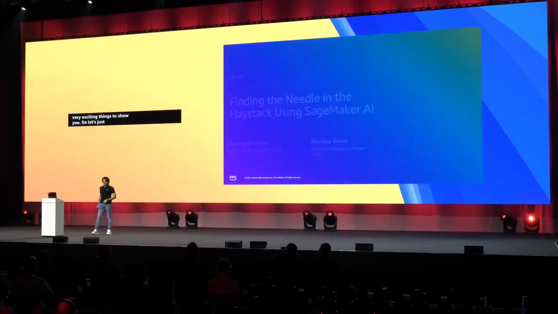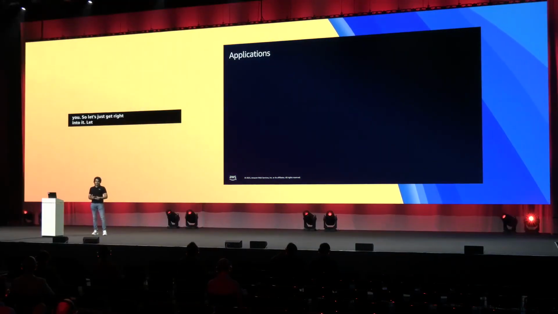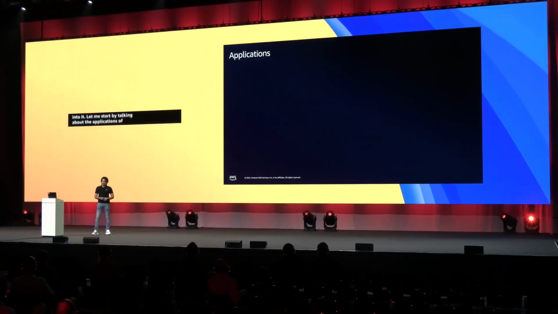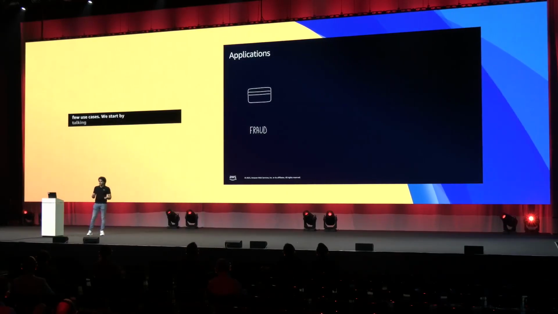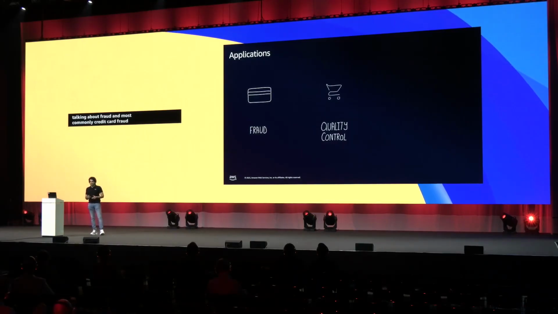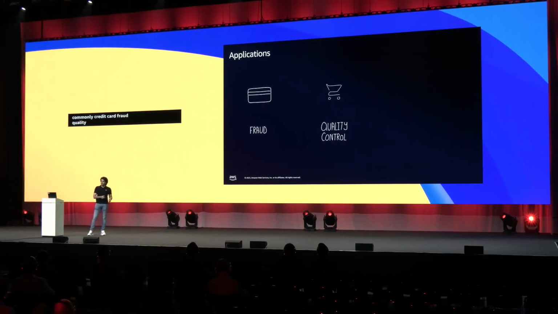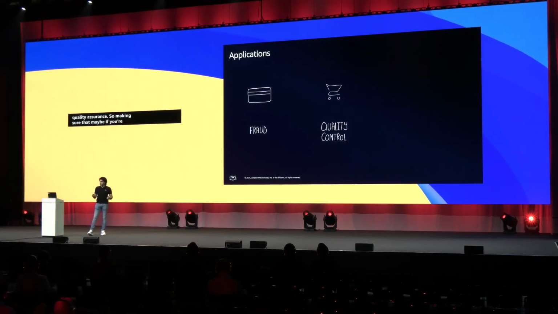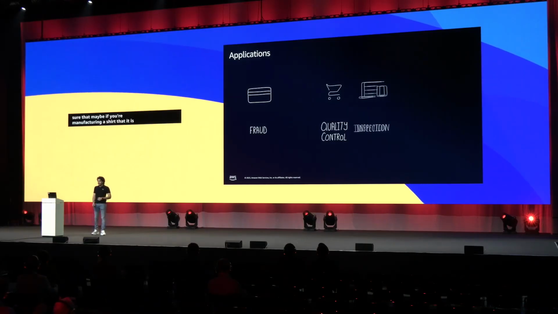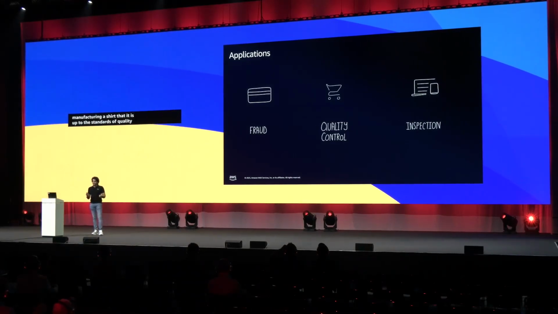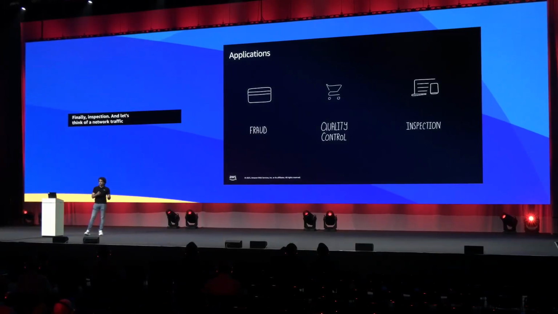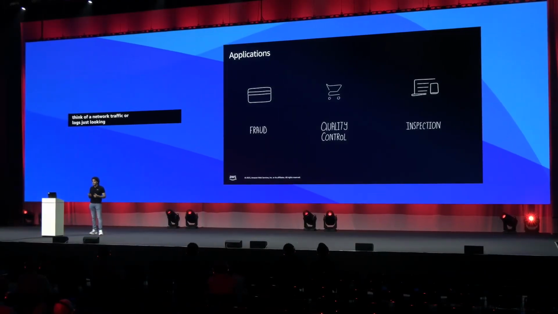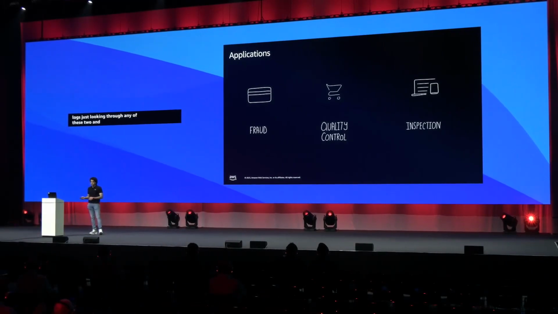And let me start by talking about the applications of anomaly detection. And let's take a few use cases. We start by talking about fraud, and most commonly, credit card fraud. Quality assurance. So making sure that maybe if you're manufacturing a shirt, that it is up to the standards of quality. Finally, inspection. And let's think of network traffic or logs. Just looking through any of these two and alerting you if anything looks too weird.